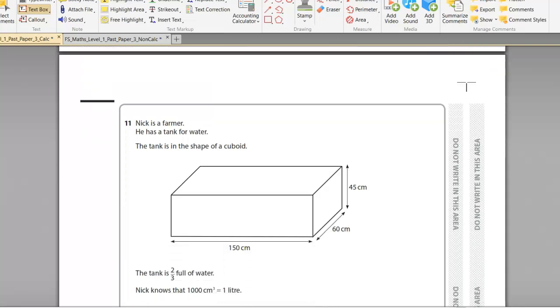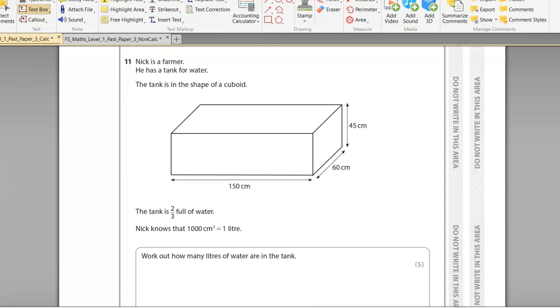Final question here in these final couple of minutes. So Nick is a farmer. He's got a tank in the shape of a cuboid. Look here at the clue. 1,000 centimeters cubed. Cubic units, of course, refers to volume. So this question is asking you to find the volume of the cuboid.